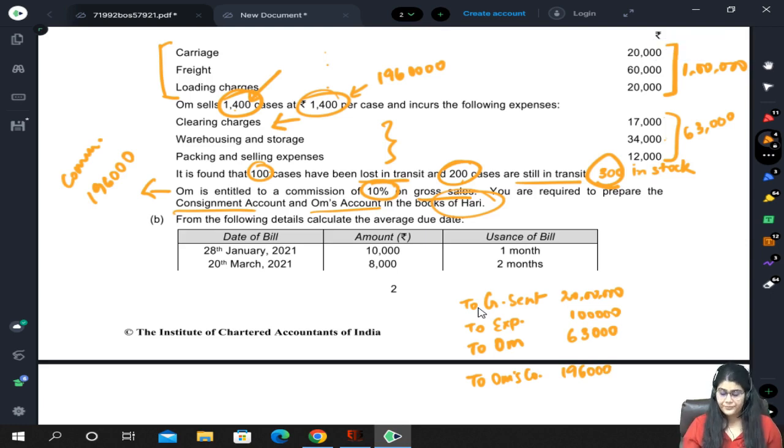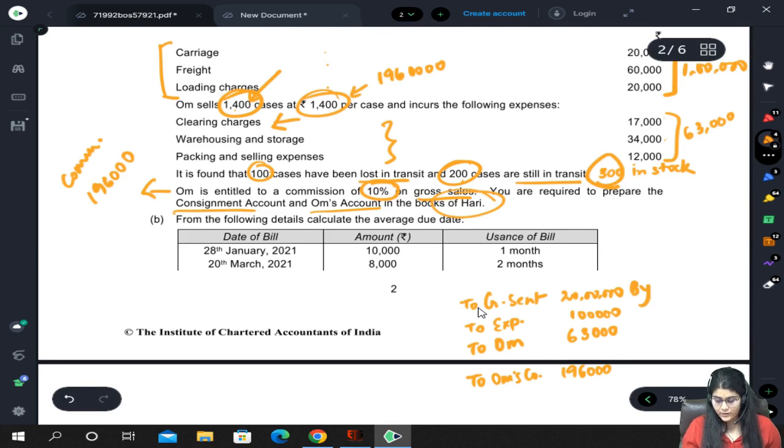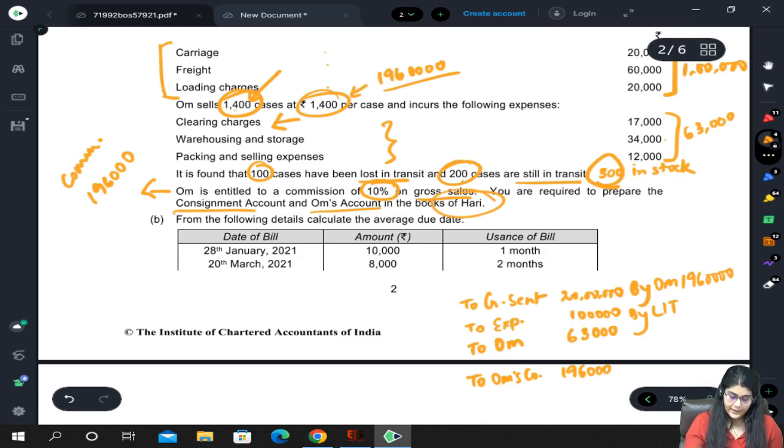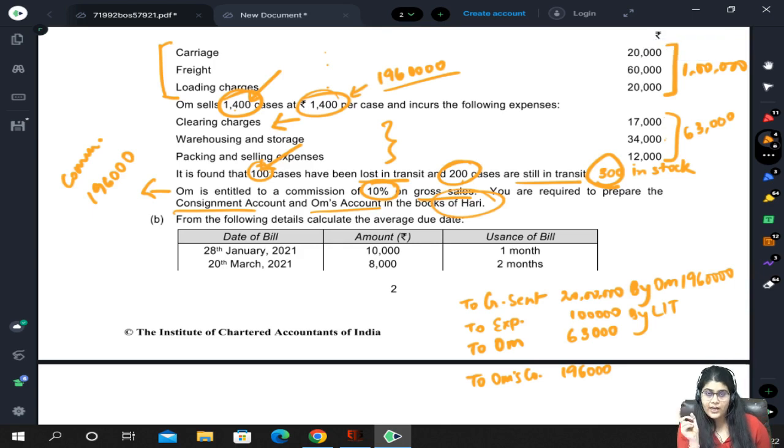Next, coming to the credit side. What all will go in the credit side? Om's account will come showing the sales. Sales value we have already calculated as 1,96,000. Then we will show loss in transit. Loss in transit were 100, and what amount has to be apportioned?